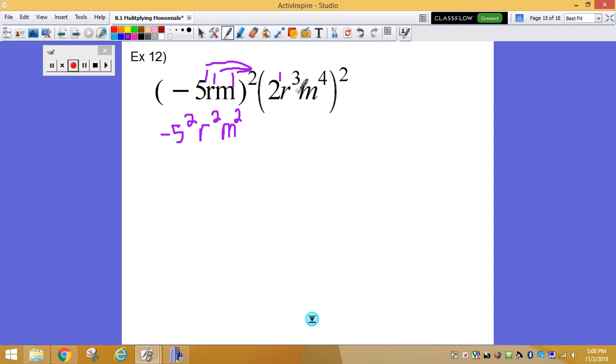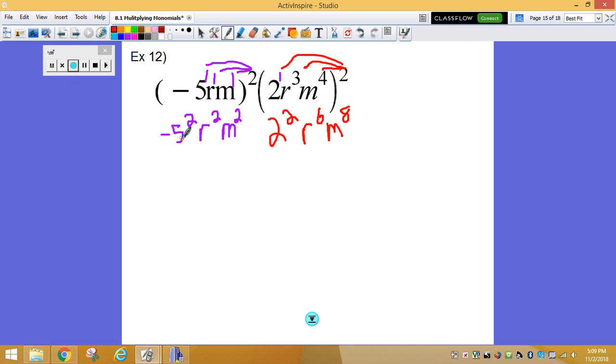Okay? Now let's do this parentheses. I'll do this one in red. So again, I'm going to multiply the 2, multiply the 2, multiply the 2. So I'm going to have 2 to the second, because 1 times 2 is 2. I'm going to have r to the 6, because 3 times 2 is 6. I'm going to have m to the 8, because 4 times 2 is 8.